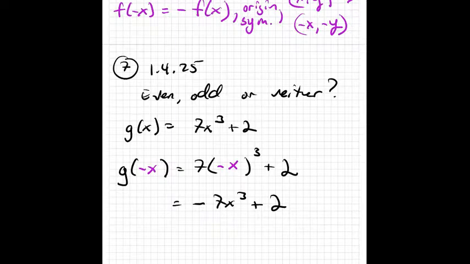Let me see. Even if we factored out a negative, we can't get back to the original. Right? If we factor out a negative from all the terms, we still can't get any form of the original. So this is an example of something that's neither even nor odd.